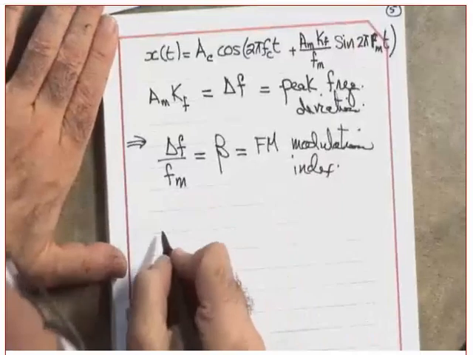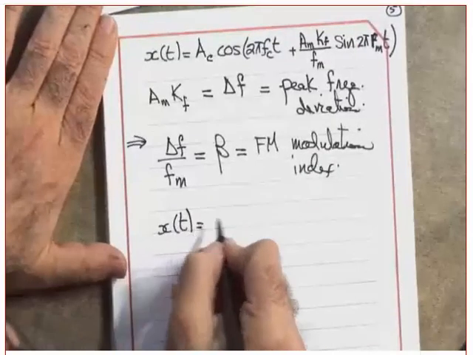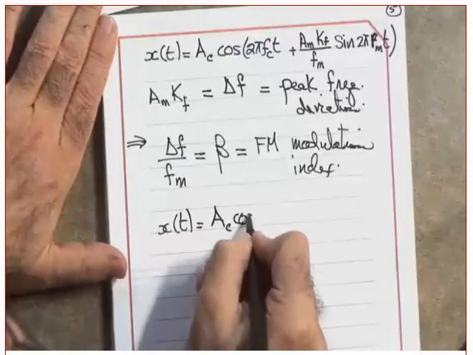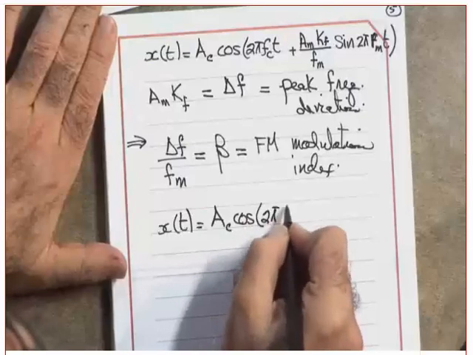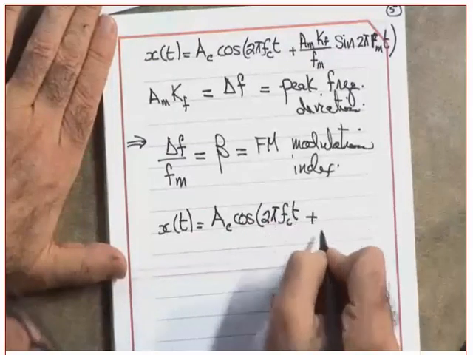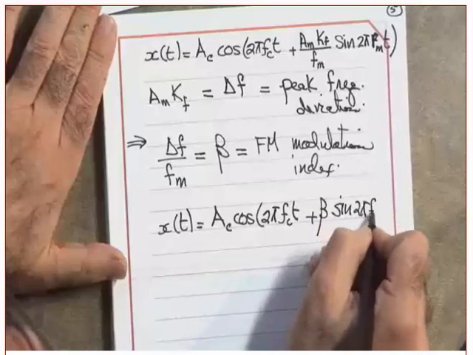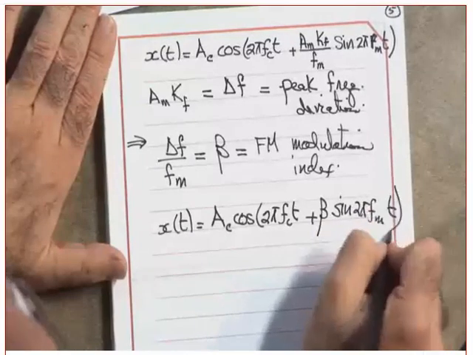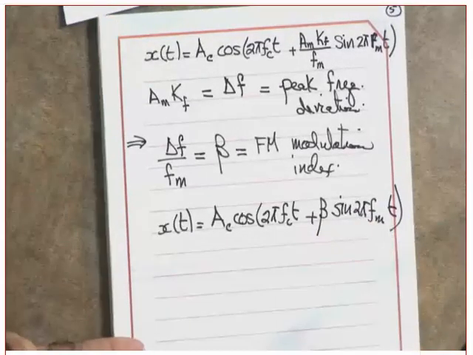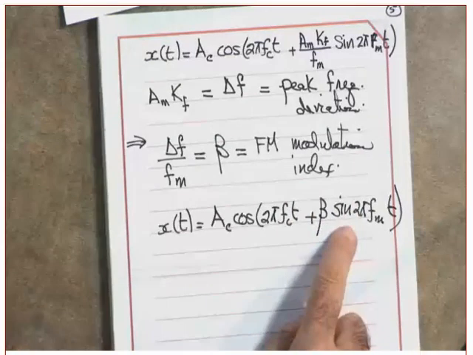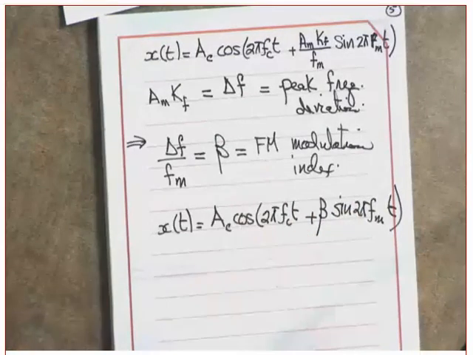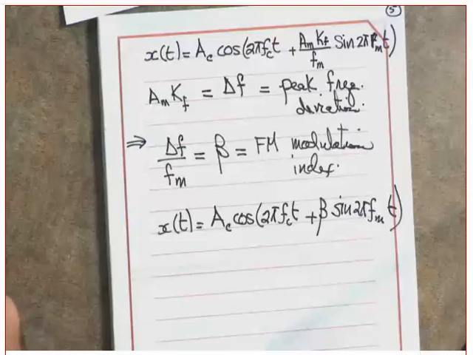So what does the equation become? X of T equal to what? A C cosine of 2 pi F C T plus beta sine 2 pi F M T. Close the bracket. Did you get this or not? Remember, the modulation right now is in the angle rather than in the amplitude. Yes or no? Cannot hear you.